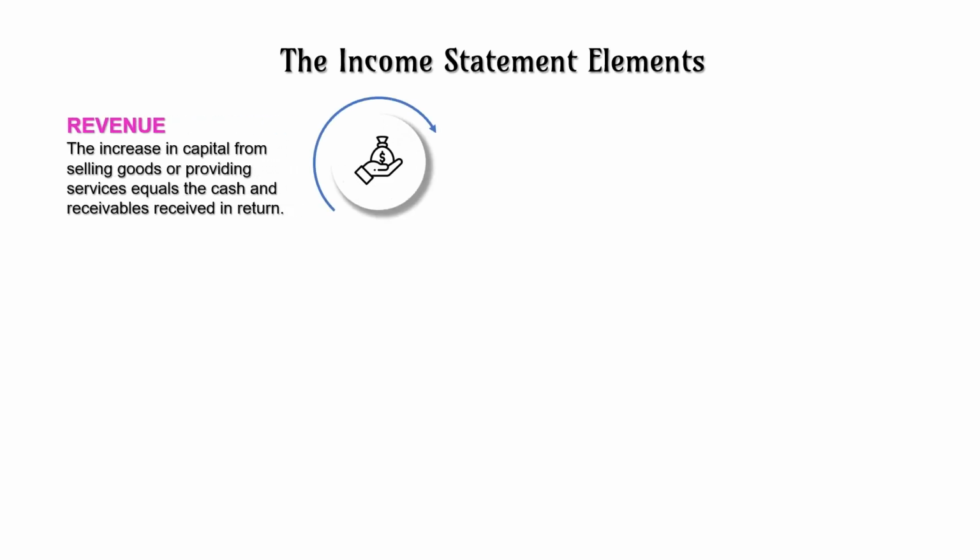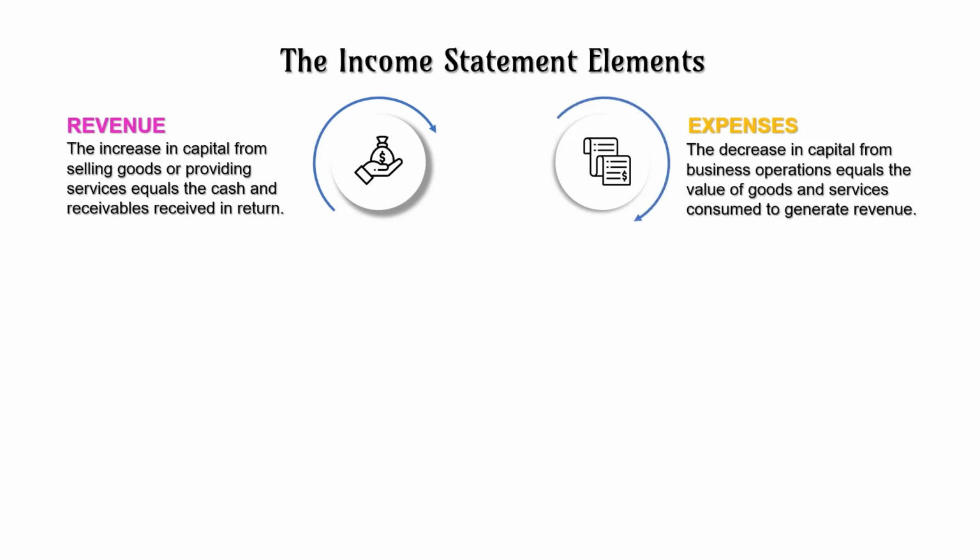Let's look at the elements that make up the income statement. Revenue is the increase in capital resulting from the sale of goods or the rendering of services by the business. In amount, the revenue is equal to the cash and receivables gained in compensation for the goods sold or services rendered. The second key element is expenses, which represent the decrease in capital caused by the business's revenue-producing operations. In terms of amount, expenses equal the value of goods and services used up or consumed in obtaining revenue.